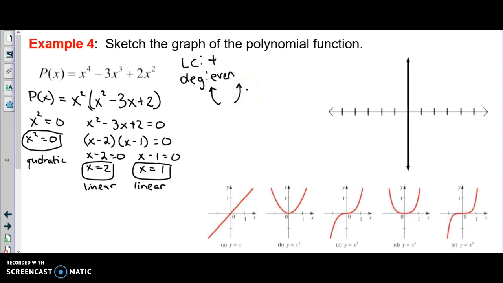So I'm first going to go ahead and plot my points. So at the origin 0, and then I also want to look at, well, let's go ahead and rewrite this as x equals 0. That's what happens if you factor it. 0 and then positive 2 and then positive 1. So right on top of each other.